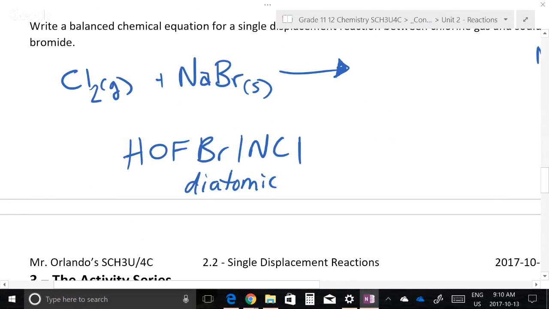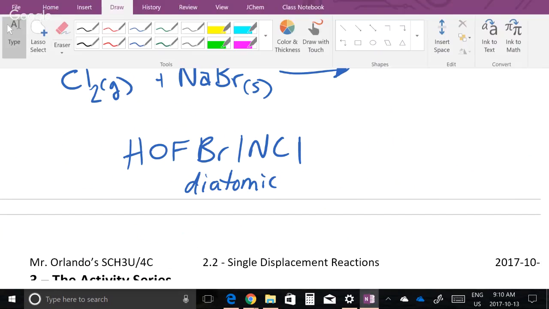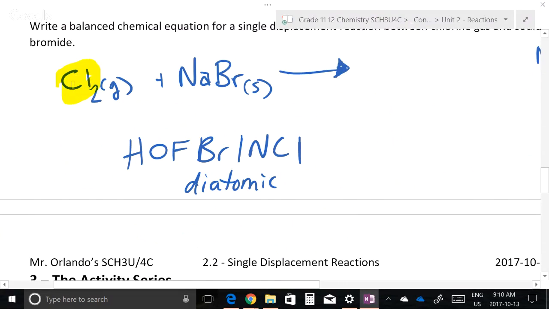Chlorine, is it a metal or a non-metal? It's a non-metal, which means it's going to make a cation or an anion. It's going to make an anion. So what's it going to kick out? Yeah, it's going to take the place of bromine, not the place of sodium.